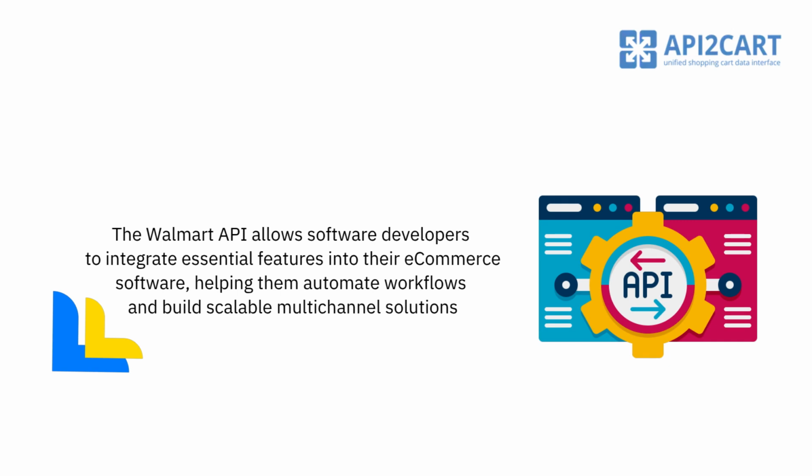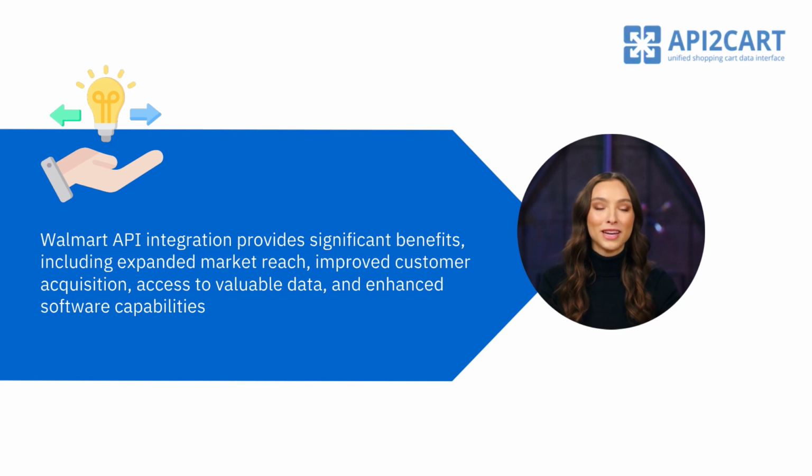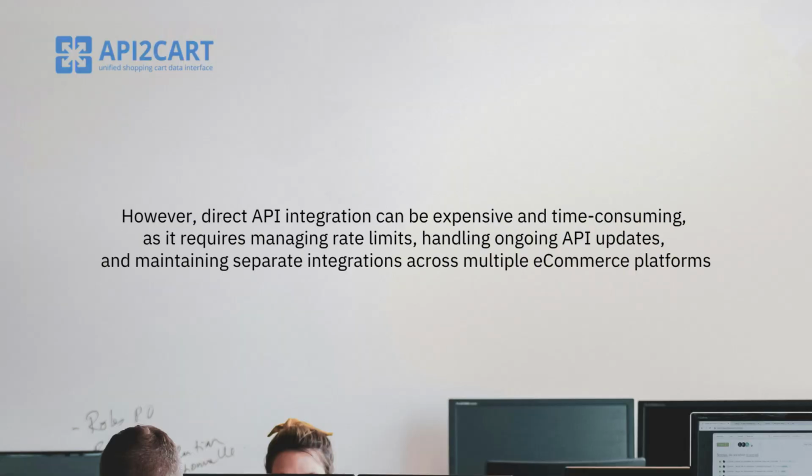The Walmart API allows software developers to integrate essential features into their e-commerce software, helping them automate workflows and build scalable multi-channel solutions. Walmart API integration provides significant benefits, including expanded market reach, improved customer acquisition, access to valuable data, and enhanced software capabilities. However, direct API integration can be expensive and time-consuming, as it requires managing rate limits, handling ongoing API updates, and maintaining separate integrations across multiple e-commerce platforms.